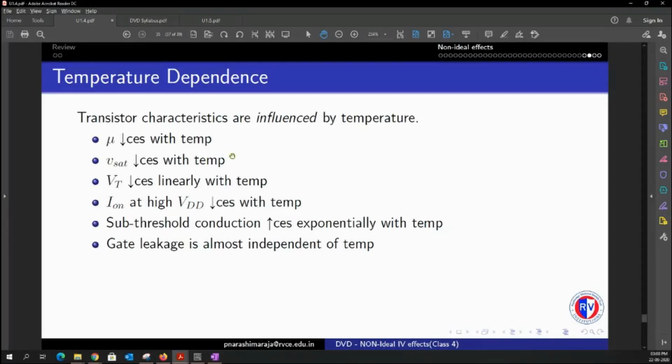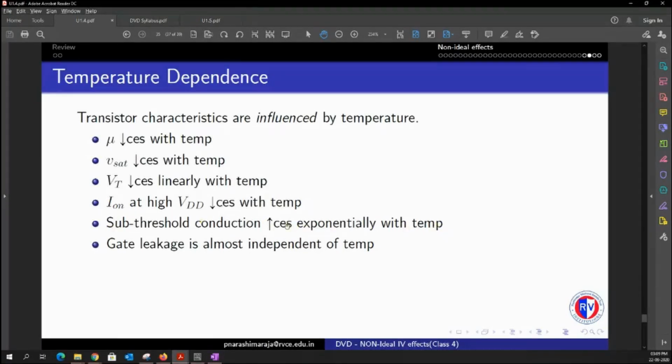Due to this, the carriers get hit by these vibrating phonons, and the mobility of those carriers gets reduced. Once it gets reduced, the saturation velocity also gets reduced, and other components like the threshold voltage of the device also decrease linearly with the rise in temperature. The on current also decreases with the rise in temperature, and the subthreshold conduction, which is the current we don't want to exist, rises exponentially with temperature.